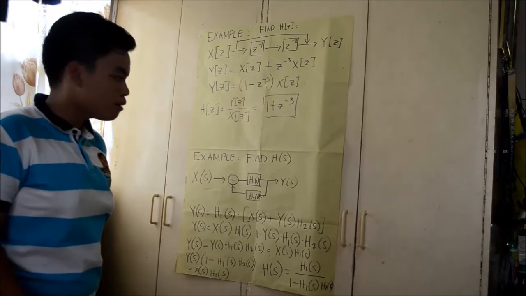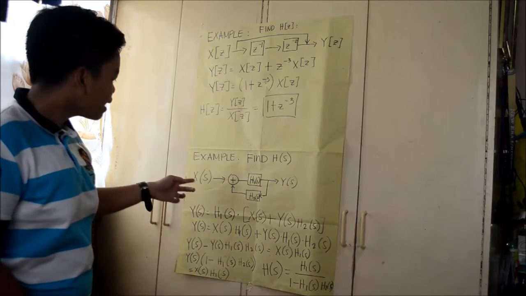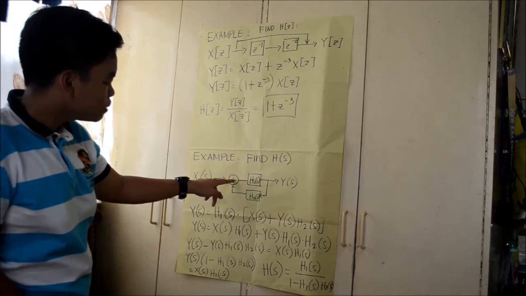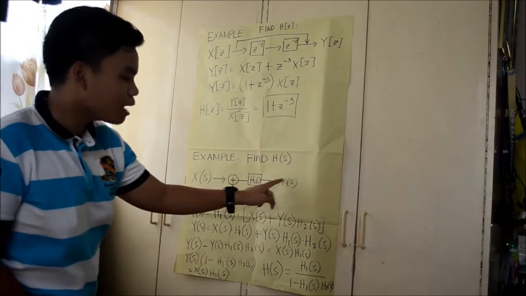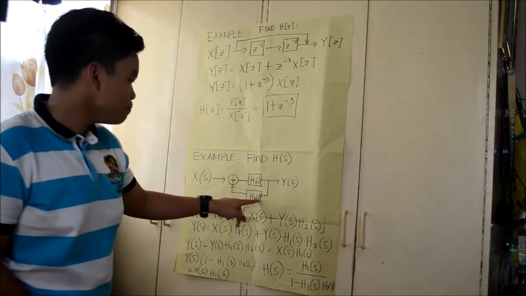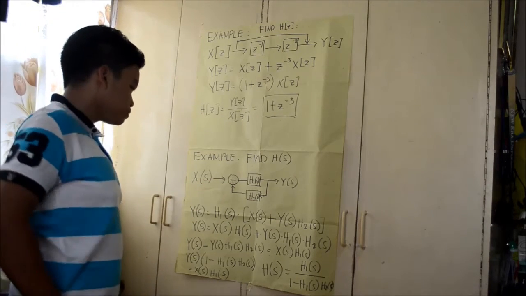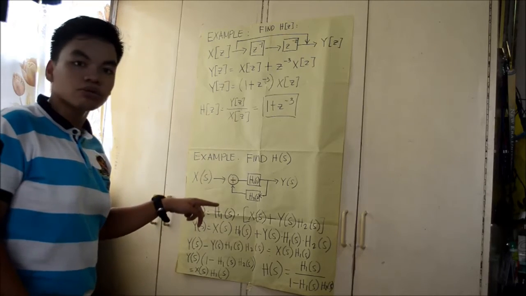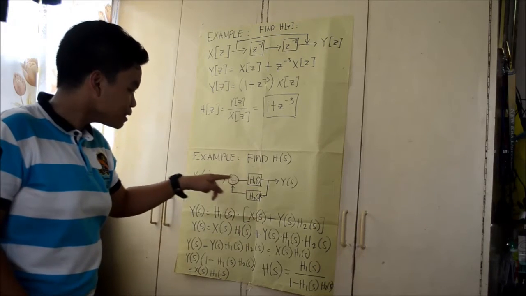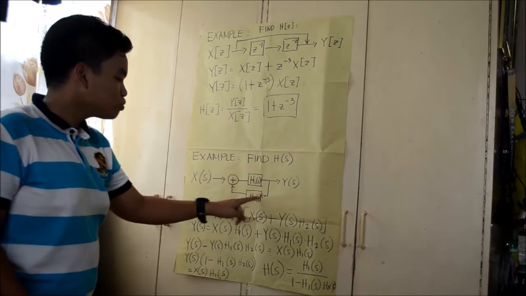Another example for the S domain. Find H(s). The block diagram here is X(s) pointing to the positive, then going to H1(s), going to Y(s). Then from Y(s), going to the H2(s) system, then going again to the positive. So, the solution here is Y(s) is equal to H1(s) times X(s), which is here, plus Y(s) H2(s).